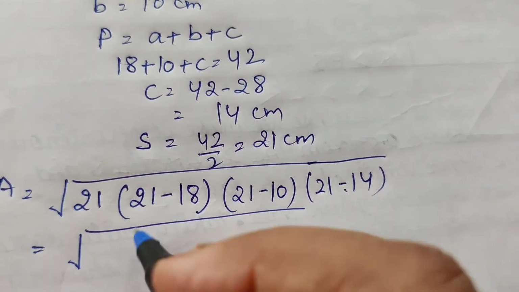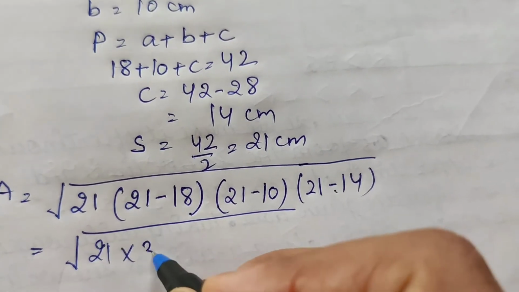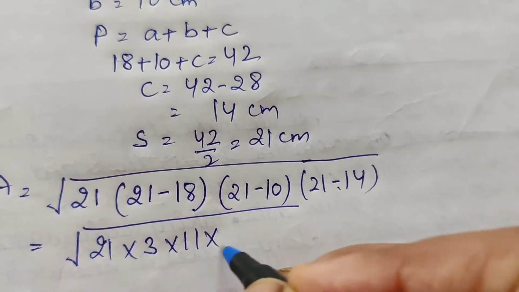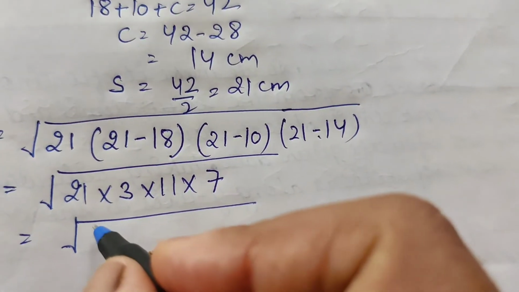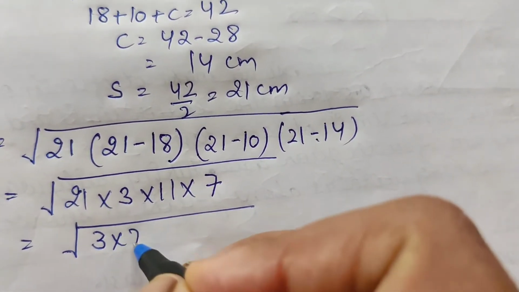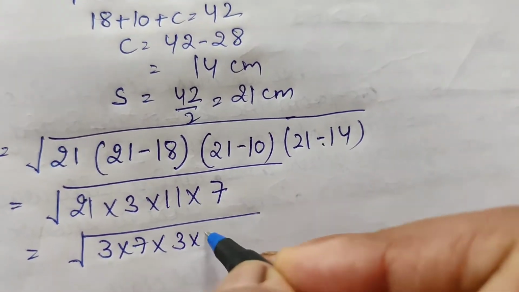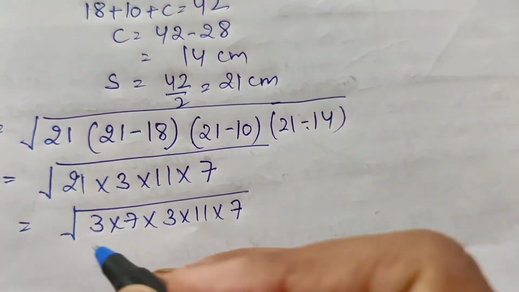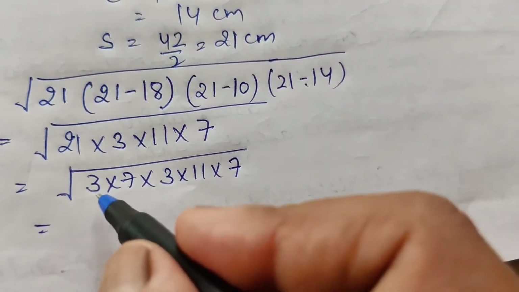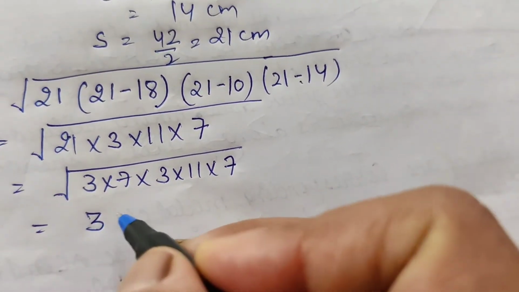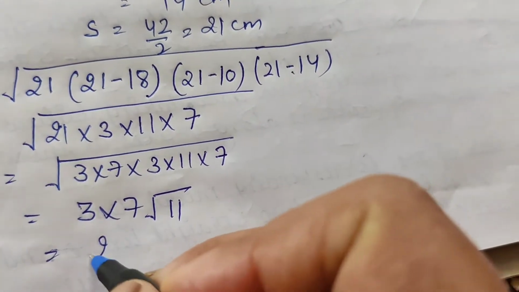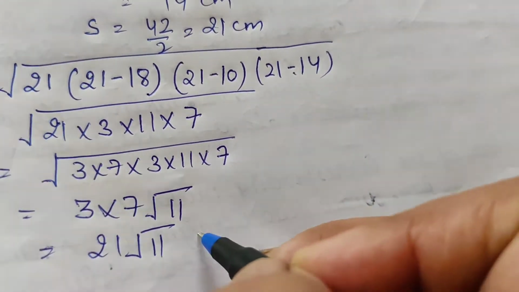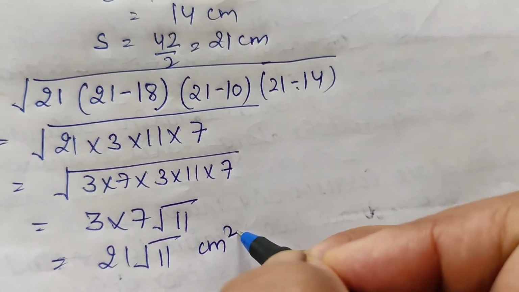Now 21 into 3 into 11 into 7. Now prime factorization. 3 into 7, 3 into 11 into 7. Now making pair, 3 into 3, 1 free 3, taking square root, 21 root 11 centimeter square.